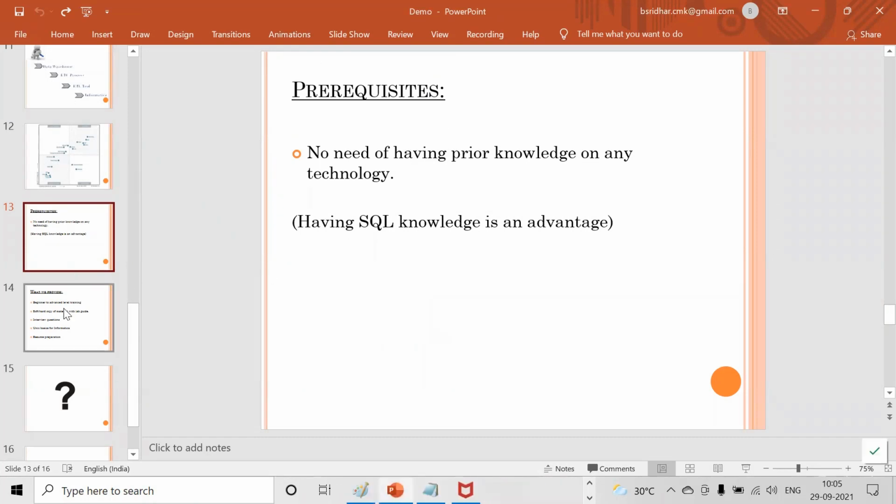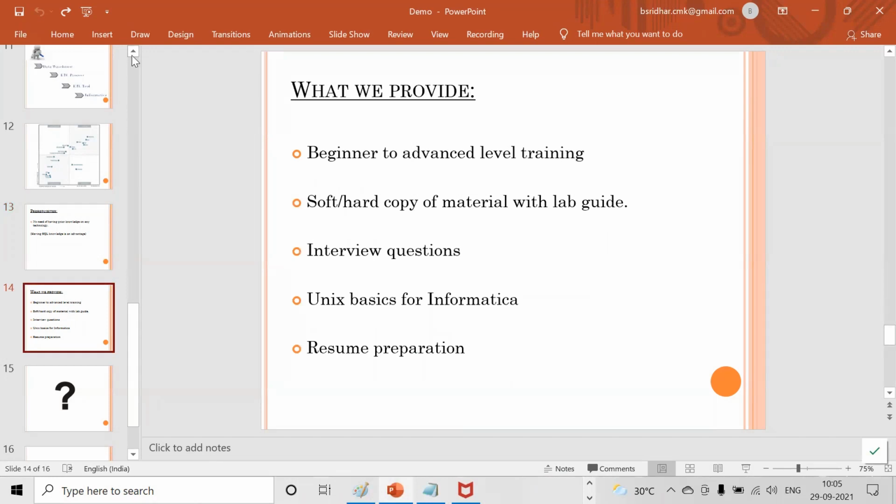And what we are going to give as part of this training is beginner to advanced level training, a soft copy of the material, and entry questions.